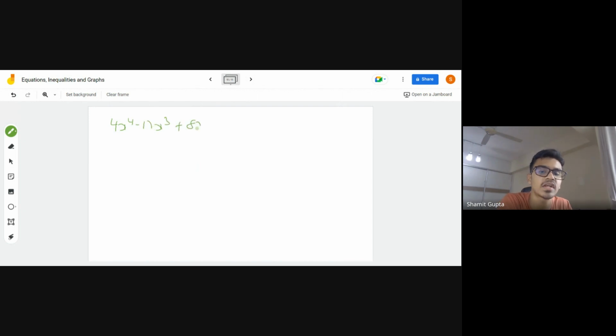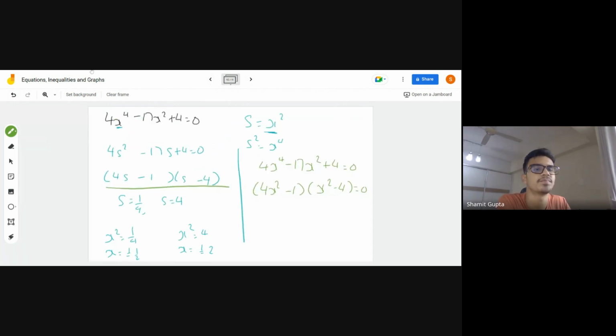Now you'll be like, Shamit, what if it was 4x to the power 4 minus 17x cubed plus 8x squared? Now what can you use as s, because there's the x cubed also here. Suppose there was an x cubed term here. They won't ask you that. Those questions you can't solve right now. They won't ask you all that, so don't worry.